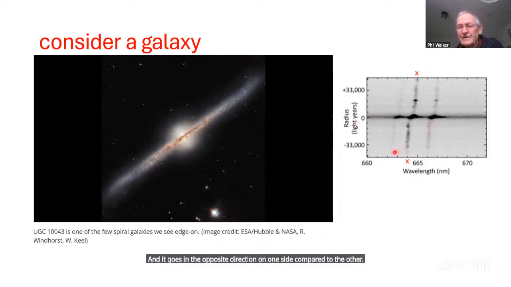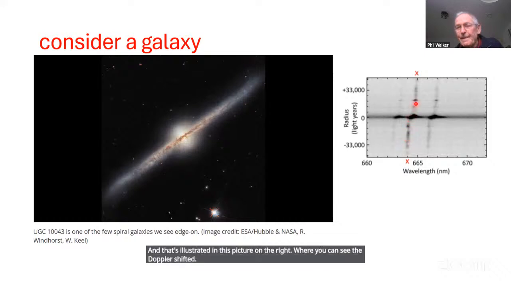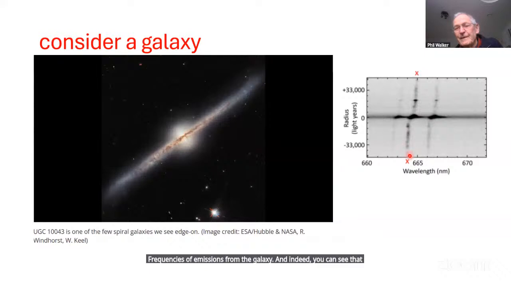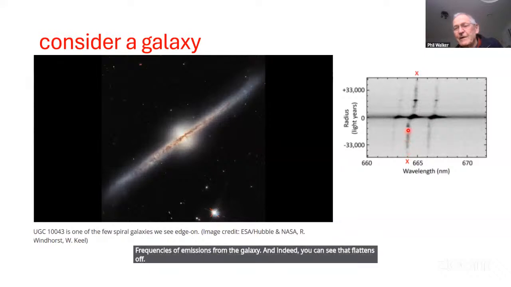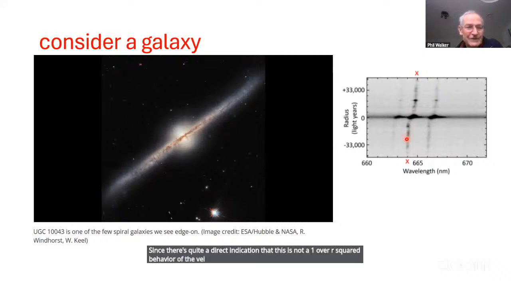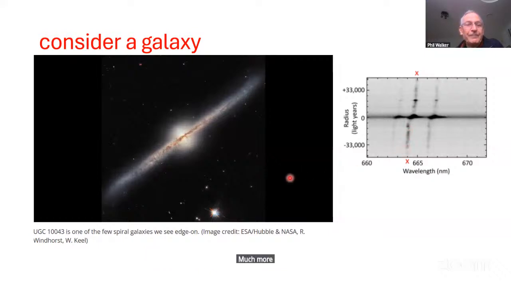And that's illustrated in this picture on the right, where you can see the Doppler shifted frequencies of emissions from the galaxy. And indeed, you can see that this flattens off. So there's quite a direct indication that this is not a 1 over r squared behavior of the velocity with distance. It's much more flattened off.